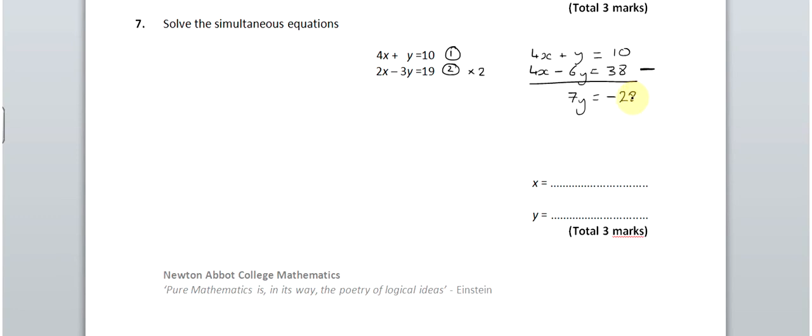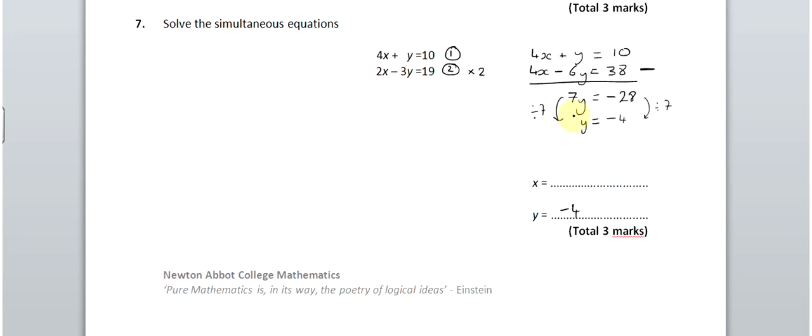And that's a good sign. I'm very pleased with that because I know that 28 is in the 7 times table. So that means y must be equal to minus 4. And what I've done is I've divided both sides by 7 to get that. So that's my first number.